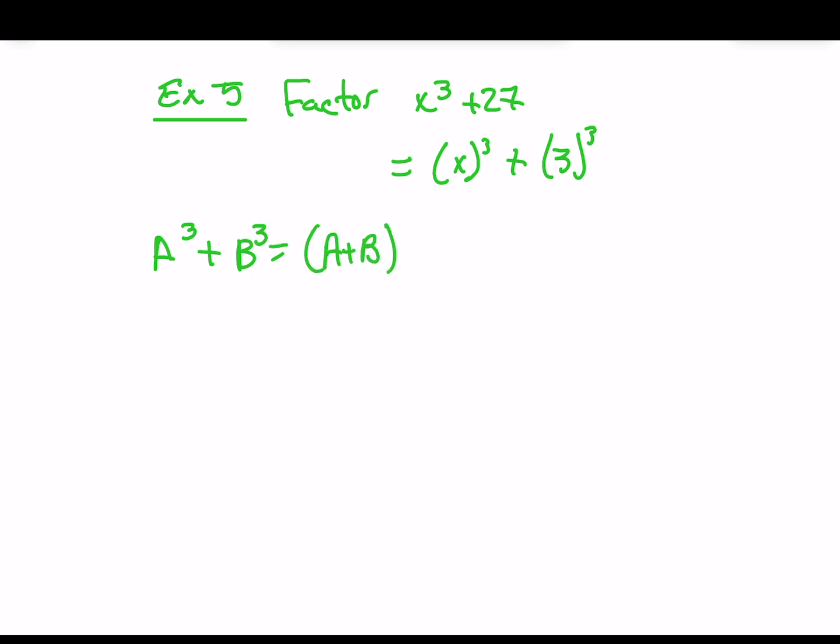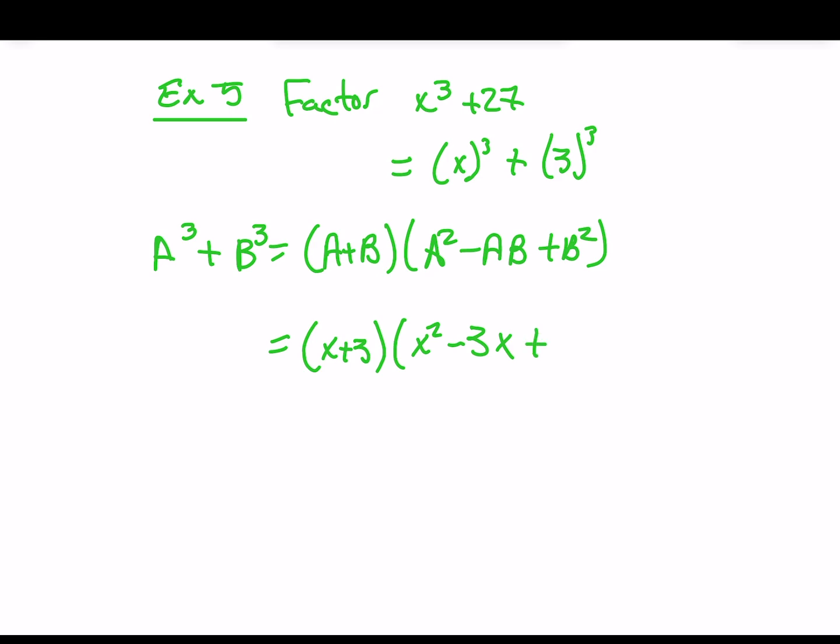Well, let's remember the formula for that. That's a cubed plus b cubed can be rewritten as a plus b times a squared minus ab plus b squared. Okay, so we can plug in our a and b, which are x and 3. So we get x plus 3, x squared minus 3 times x plus b squared, which is 3 squared, or 9.